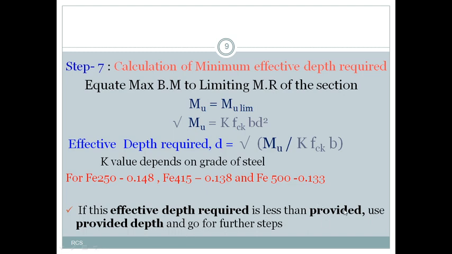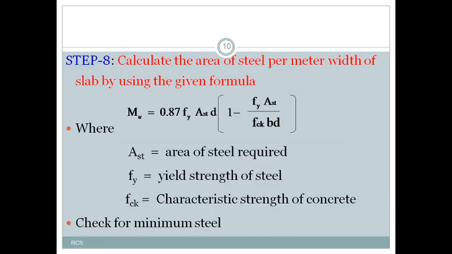When the provided depth is more than the required depth, then we can adopt the provided depth and go for the further steps for further calculation of the design of a slab. So next we have to calculate the area of steel per meter width of slab by using the given formula.